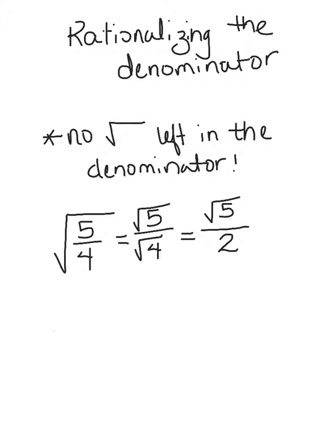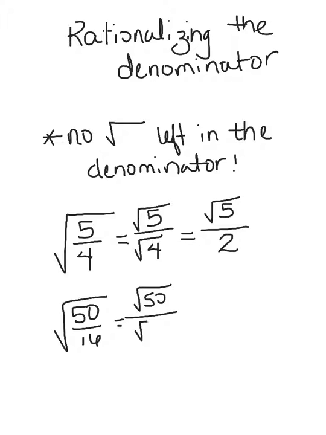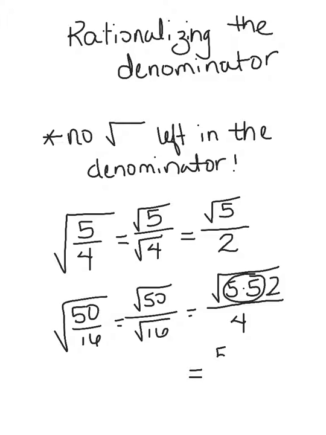Let's try another one. Square root of 50 over 16. Well, that gives me the square root of 50 over the square root of 16. Now the square root of 50 I can simplify further. I can prime factor that as 5 times 5 times 2. There's a pair of 5's that I'm going to circle. In the denominator, the square root of 16 is just 4. So I'm going to pull that pair of 5's out front as just a 5 with the square root of 2 underneath, all over 4.